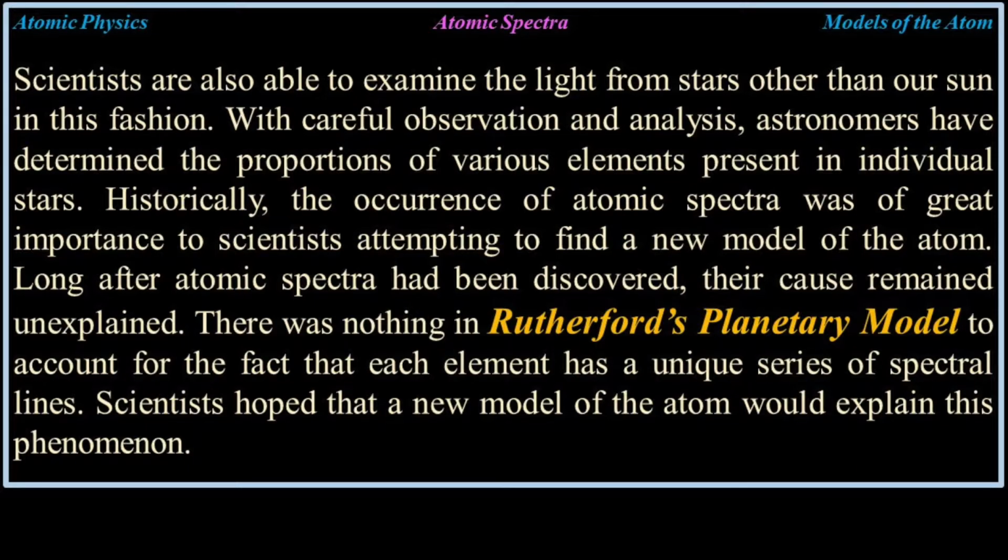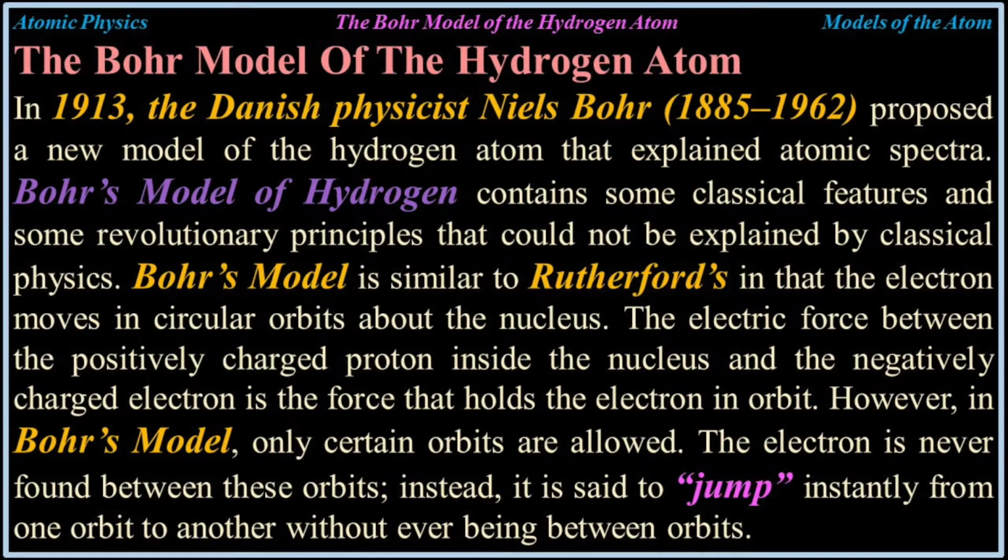Historically, the occurrence of atomic spectra was of great importance to scientists attempting to find a new model of the atom. Long after atomic spectra had been discovered, their cause remained unexplained. There was nothing in Rutherford's planetary model to account for the fact that each element has a unique series of spectral lines. Scientists hoped that a new model of the atom would explain this phenomenon, and they wouldn't have to wait long. It actually came from someone who was Danish.